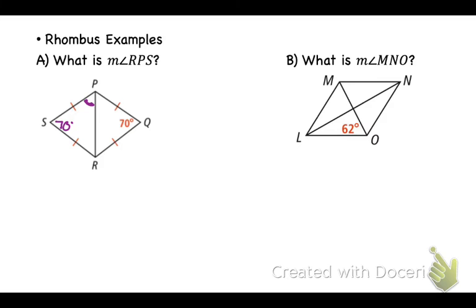And then you divide it by 2. 180 minus 70 is 110, and divided by 2 because this angle is the same as this. So it's 55. Okay.